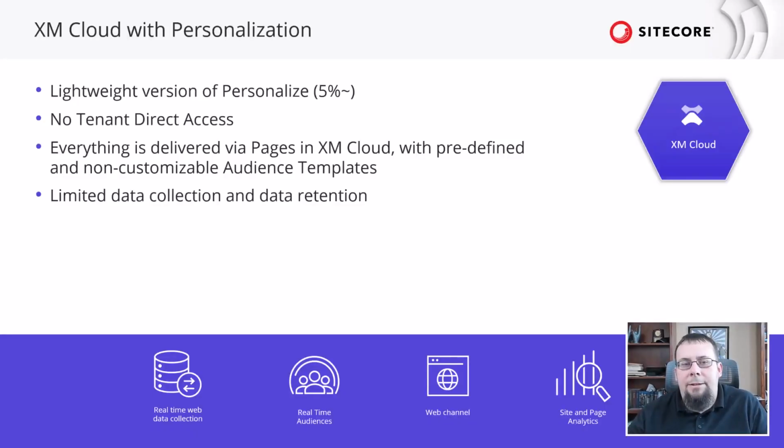So how exactly is XM Cloud with personalization different from CDP or personalized standalone tenants? Think of it as if you're getting a small sliver of the personalized tenant inside XM Cloud. It's like getting 5, 10, 15% of the capabilities that exist within a standalone personalized tenant. So you don't get the capabilities of decision models, experiments, or advanced experiences. With XM Cloud with personalization, you do not get access to that tenant directly.